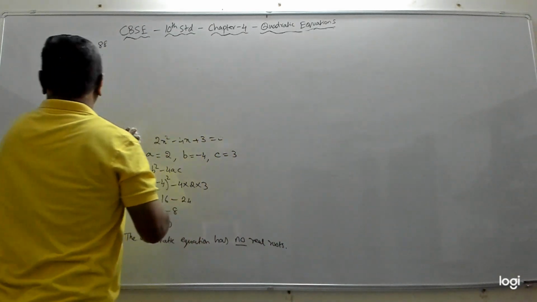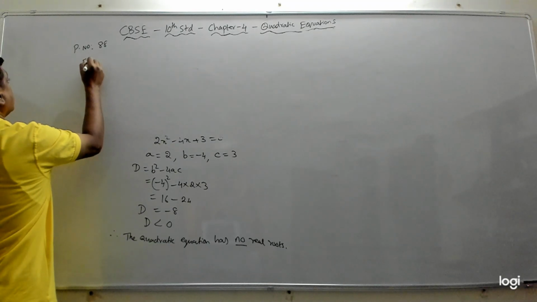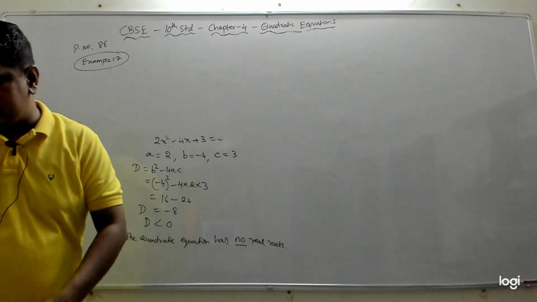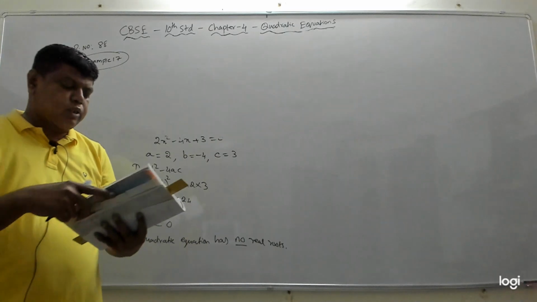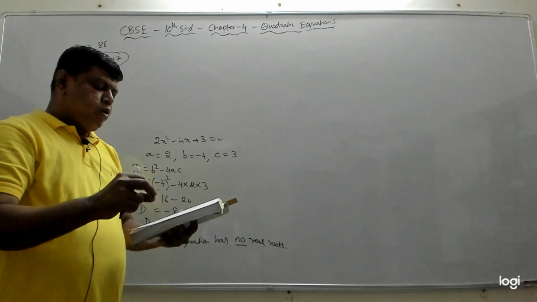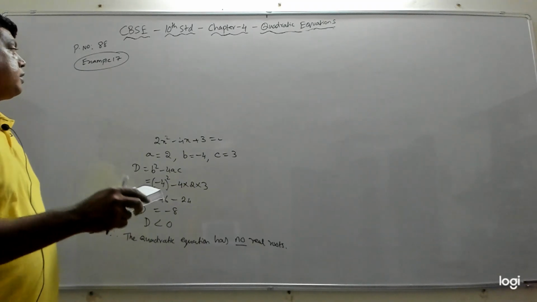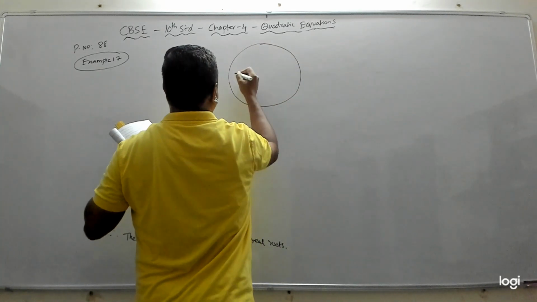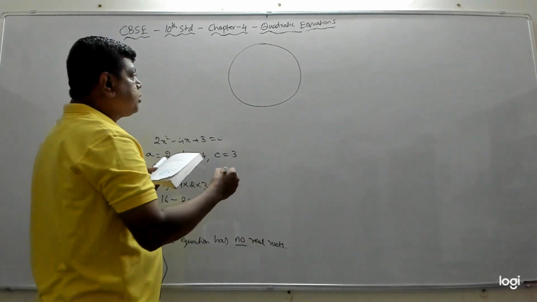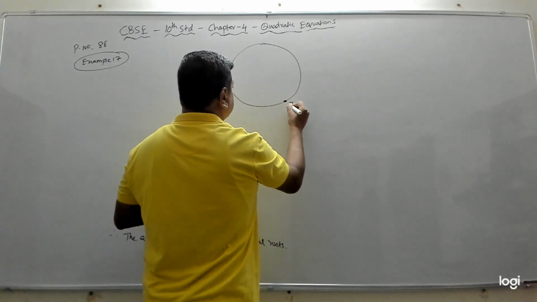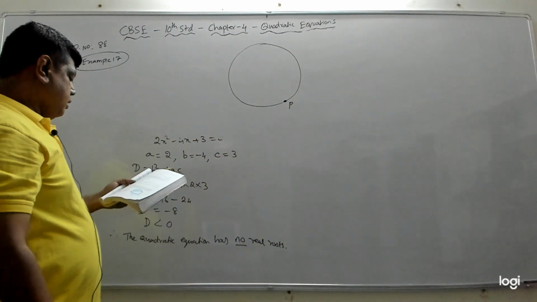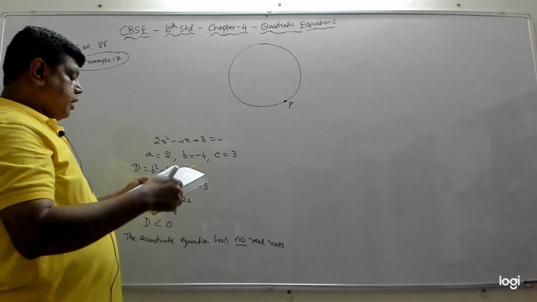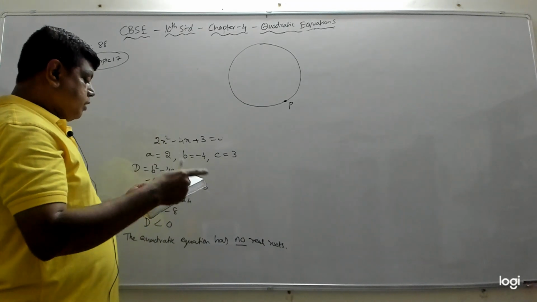So example 17 is important. Let me read the question. A pole has to be erected at a point on the boundary of a circular park of diameter 13 meters. So there is a circular park. Fine. We want to erect a pole on the boundary. Suppose we want to erect a pole at this point P. We want to erect a pole on this circular park and the diameter is 13 meters.